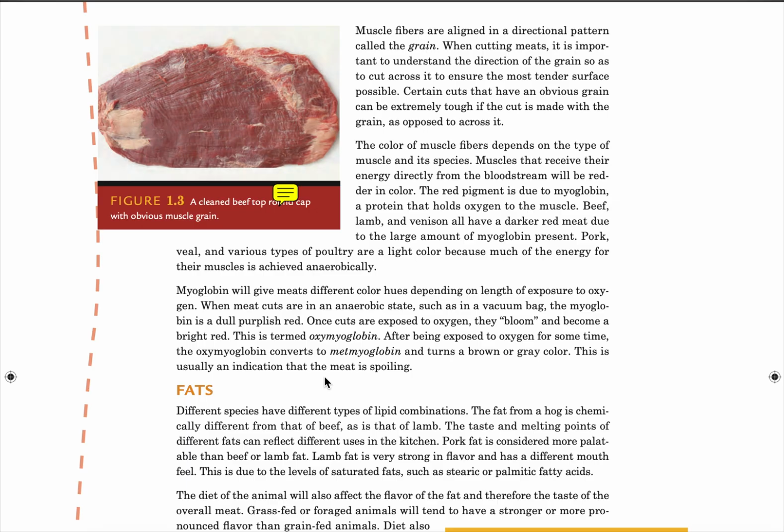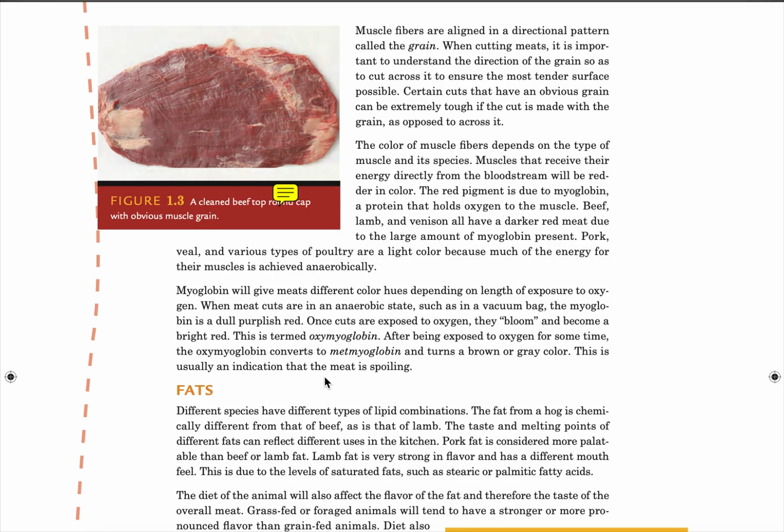Muscle fibers are aligned in a directional pattern called the grain. When cutting meats, it is important to understand the direction of the grain so as to cut across it to ensure the most tender surface possible. Certain cuts that have an obvious grain can be extremely tough if the cut is made with the grain as opposed to across it. The color of muscle fibers depends on the type of muscle and its species.